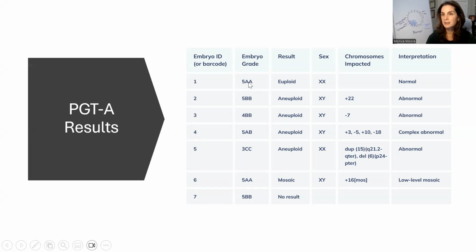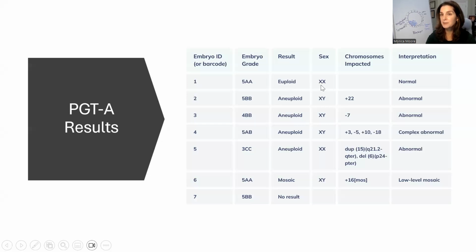The first letter correlates with the inner cell mass, or the early baby. The second letter correlates with the trophoblast and how they look. And you can see here that there are varying levels of good lookingness. So A being the best, C being the worst here. Then they give you the result. So this person has 1 euploid, so only 1 chromosomally normal embryo. It is a female chromosome.